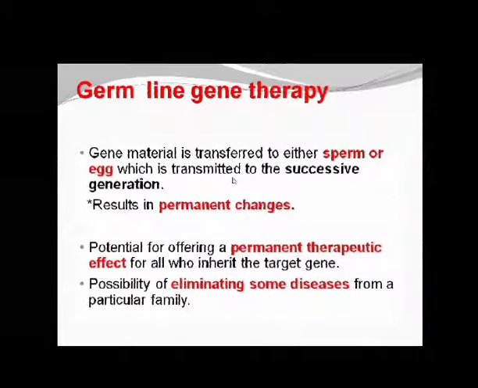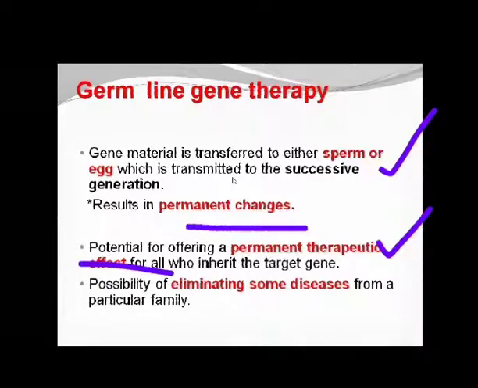And germ line gene therapy. Gene material is transferred to either sperm or egg, which is transmitted to the successive generation and results in permanent changes. It is potent for offering a permanent gene therapeutic effect for all who inherit the target gene. There is a possibility of eliminating some diseases from a particular family.